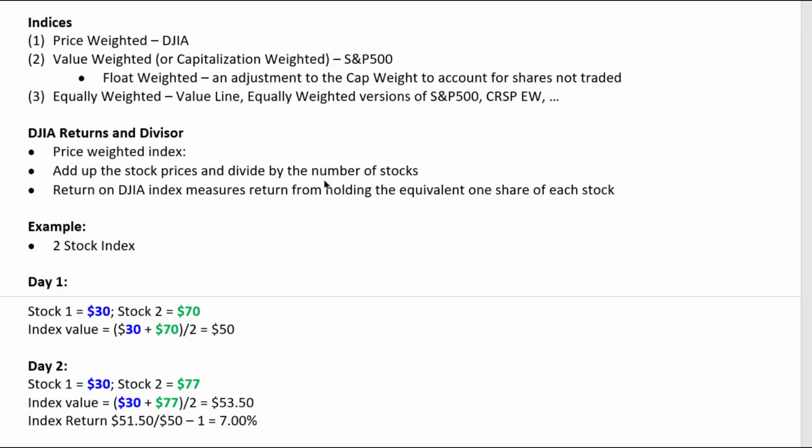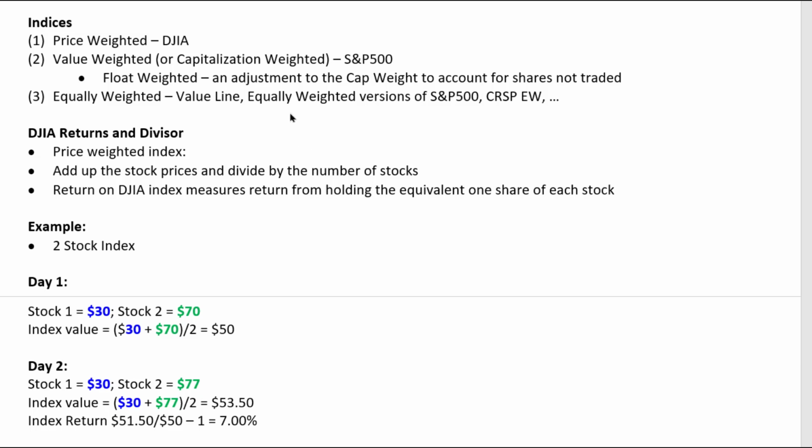Let's talk about indices or indexes. This is just a way to measure a large group of stocks that arguably represent some broader measure of the economy than just these 30 stocks. And we'll look at the three main ways in which an index is calculated.